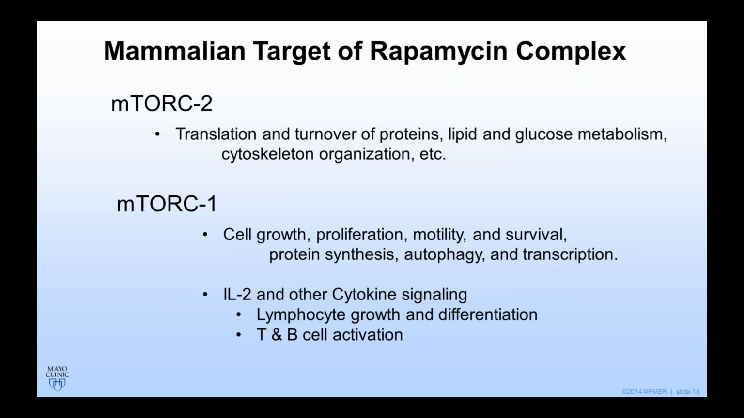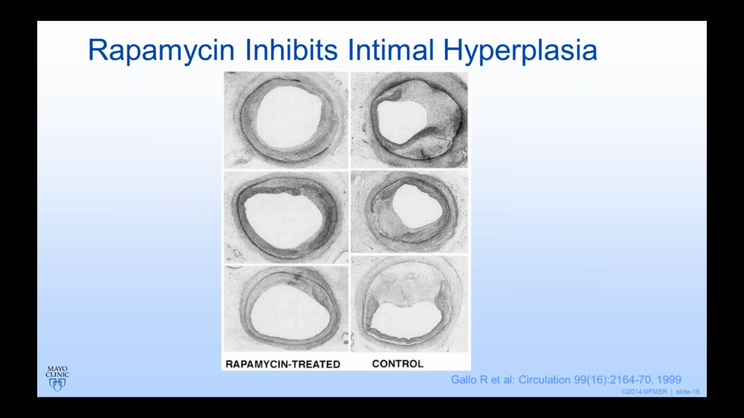What are they? Well, the mTORC2 pathway controls lipid and glucose metabolism, among other things. And the mTORC1 pathway stimulates cell growth, proliferation, motility, survival, and a lot of activities of just cell life, including cytokine signaling, which stimulates lymphocyte growth and differentiation and stimulates T and B cell activation.